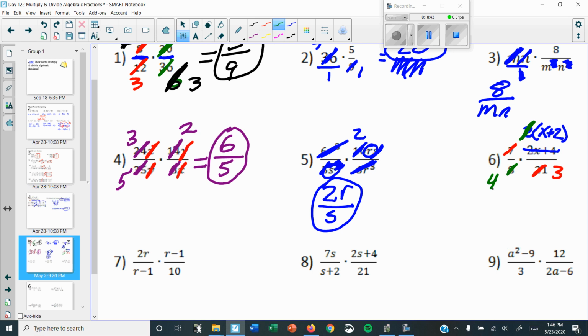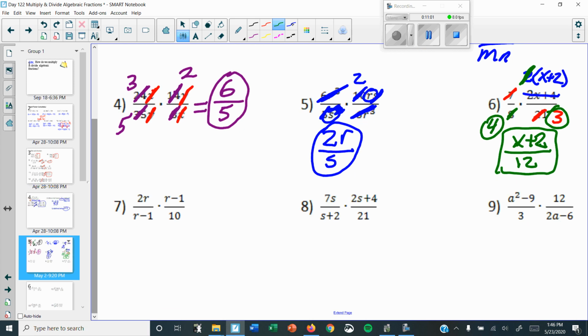So what am I left with on top? X plus 2 is left on top. There you go. X plus 2 is on top. 4 times 3. 4 times 3 is 12. And there is your answer.